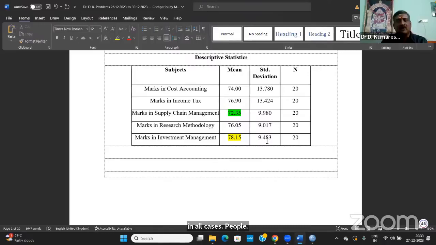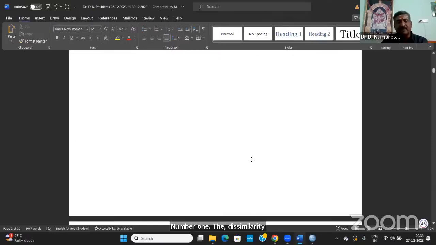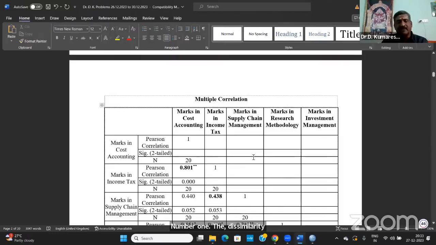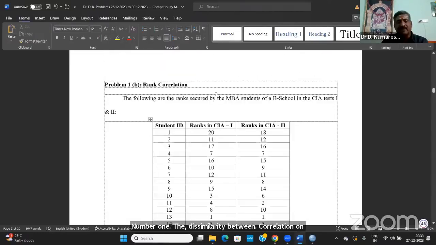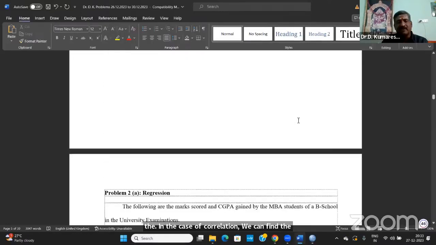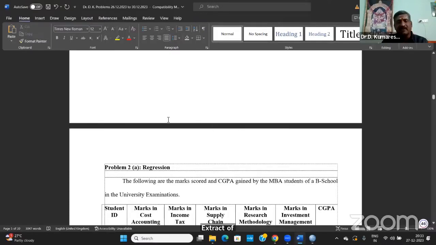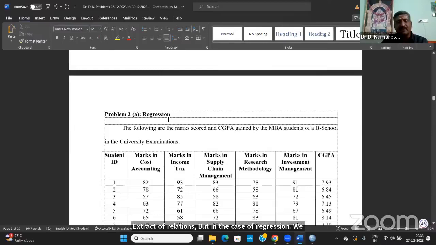Number one, the dissimilarity between correlation and regression. In the case of correlation, we can find the extent of relationship only. But in the case of regression, we can predict the unknown value with the help of the known value of one variable.